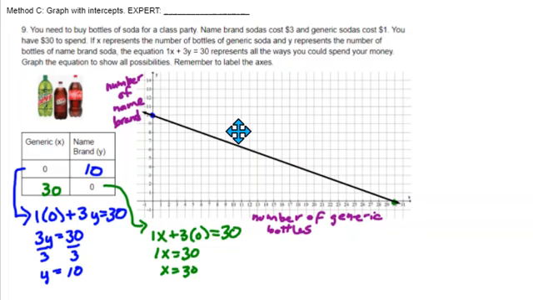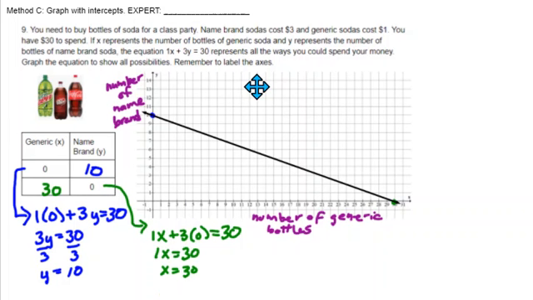I'm going to read through. You need to buy bottles of soda for a class party. Name brand sodas cost $3 and generic sodas cost $1. You have $30 to spend. If X represents the number of bottles of generic soda and Y represents the number of bottles of name brand soda, the equation 1x plus 3y equals 30 represents all the ways you could spend your money. Graph the equation to show all possibilities and remember to label the axes.